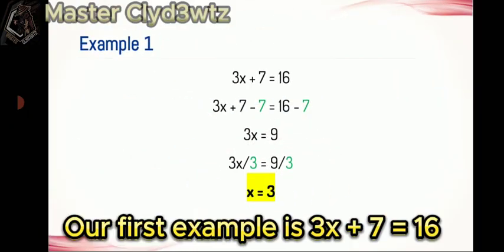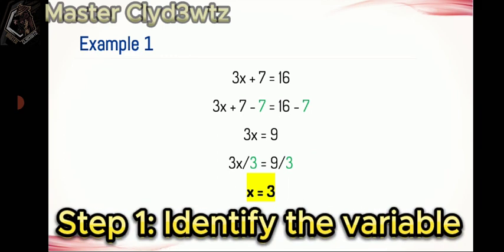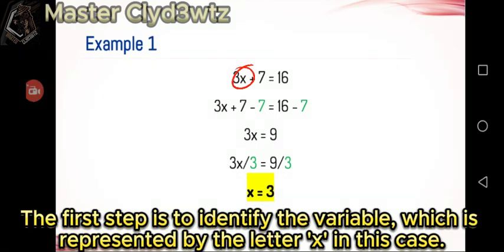Our first example is 3x + 7 = 16. Let's go step by step and solve this expression together. Step 1. Identify the variable. The first step is to identify the variable, which is represented by the letter x in this case.